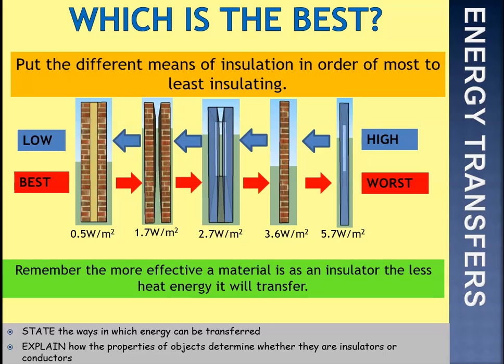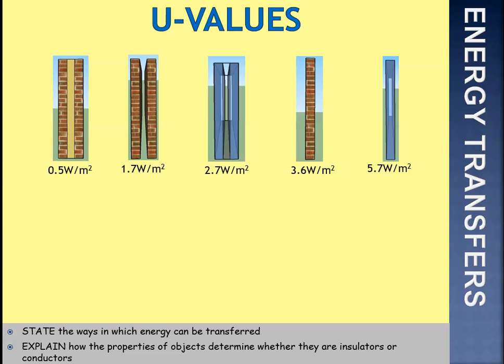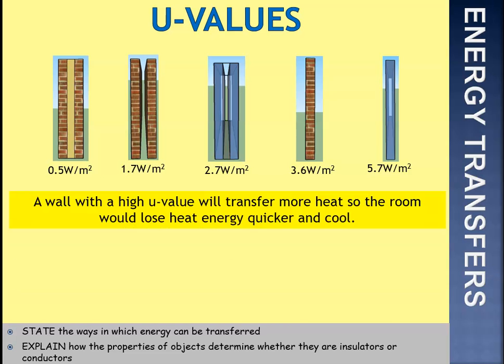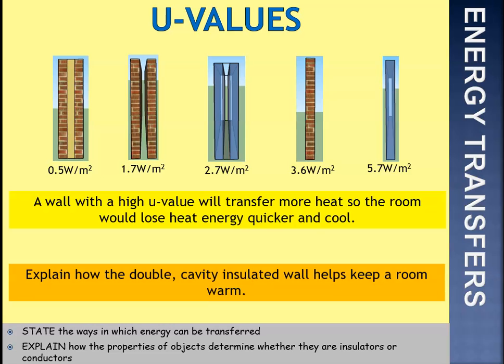If you see, the single pane of glass has 5.7 watts per metre squared, so that's how many joules per second per metre squared go out from there. If we double glaze it, that goes down to 2.7, nearly halving it. So, we need to look at these values. These values are known as U values, and U values help us quite a lot. A wall with a really high U value will transfer more heat, so the room loses heat quicker. If we're looking at any insulation, we want the lowest U value possible. And we can see from the order we place those in which has got the lowest U value, and we can explain why.